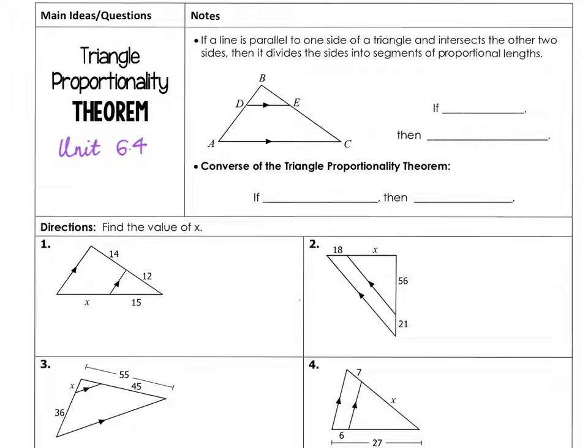In other words, if we look at this example, I've got DE parallel to AC. Segment DE and segment AC are parallel. Then on the side, these two corresponding segments are proportional. In other words, BD over DA should equal BE over EC.